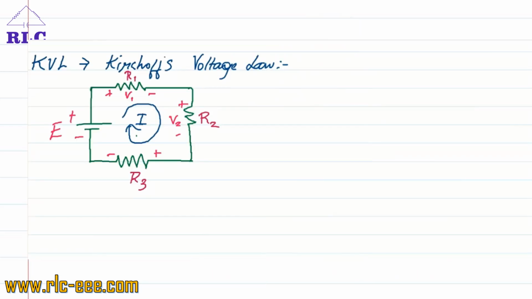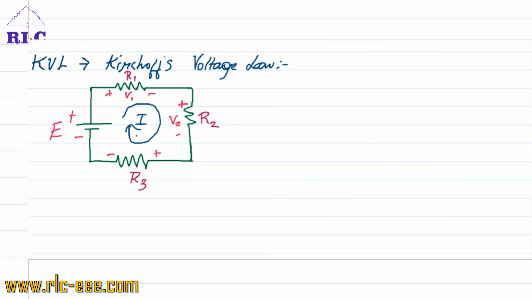Okay, KVL. KVL means Kirchhoff's voltage law. Consider a circuit consisting of an EMF source and resistors R1, R2, R3 connected in series, and the corresponding voltage drops are V1, V2, V3. We are assuming that the current is flowing in a clockwise direction. What are the plus and minus? Plus indicates higher potential and minus indicates lesser potential. The voltage drop always occurs from higher potential to lower potential.